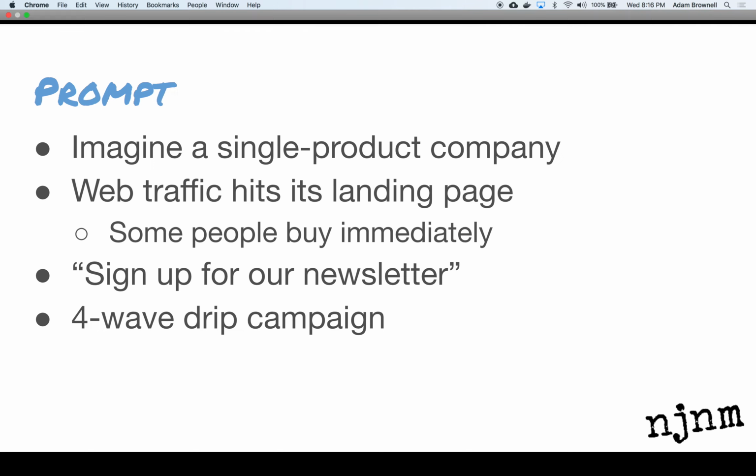So here's our prompt. Imagine a very, very simple business. It's a single product company. They have some digital good, I don't know, an ebook or trading card. This simplifies it because there's one product, there's only one price, so we can ignore that last part of the equation and just look at sales. You've got your landing page, people go to it, maybe they buy it. But for the ones that don't, they can sign up for your newsletter, which means they're going to get some emails saying that you should really buy my thing. To simplify it, let's say there's just a 4-wave drip campaign.